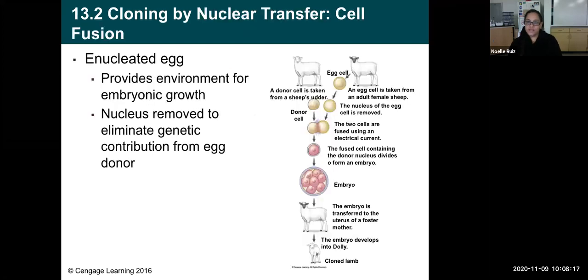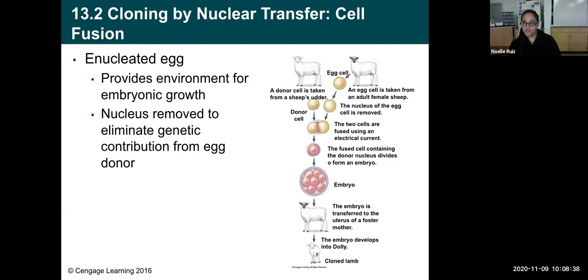An enucleated egg, this is the process. Enucleated means the nucleus has been removed. It provides an environment for embryonic growth. The nucleus is removed to eliminate genetic contribution from the egg donor. And so they did this with a sheep, which we'll see in a minute.